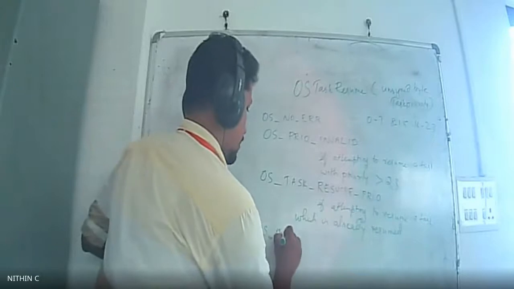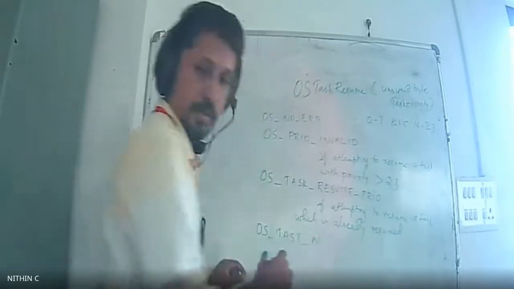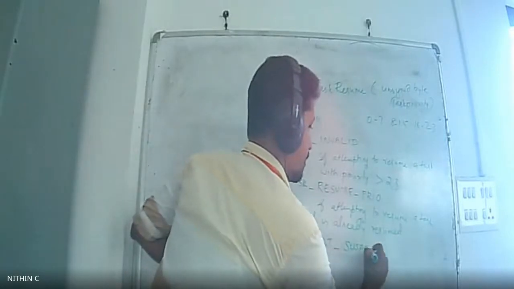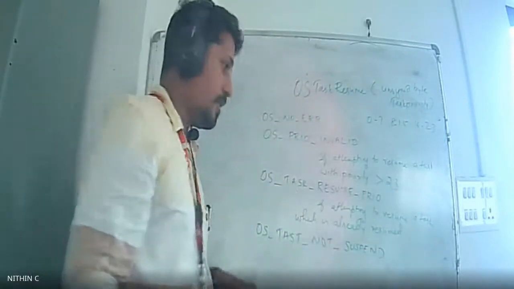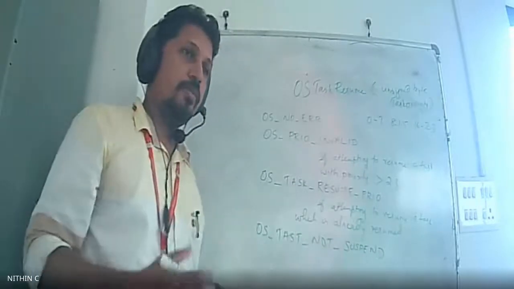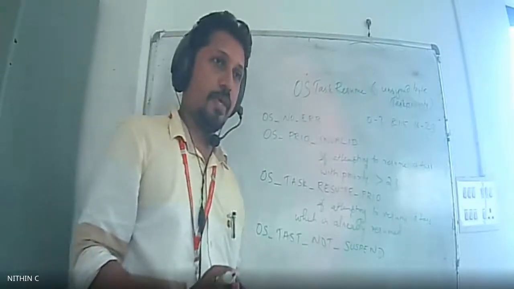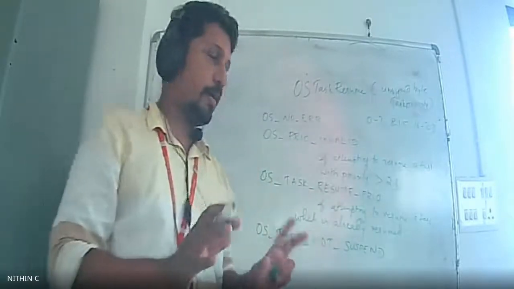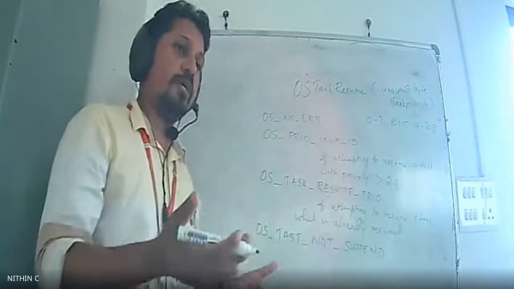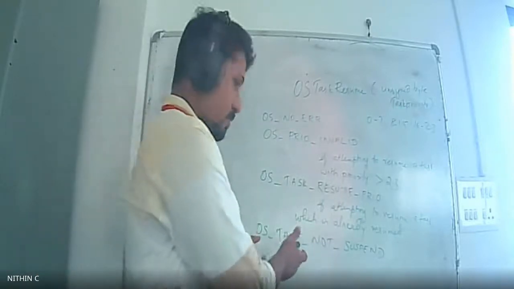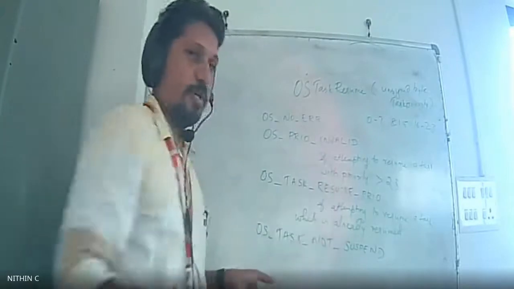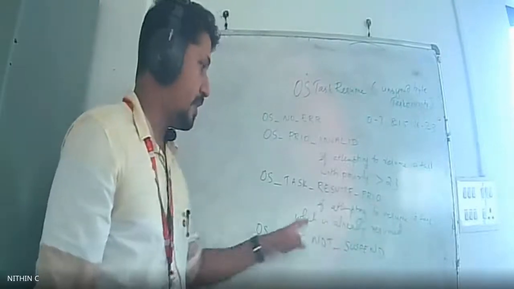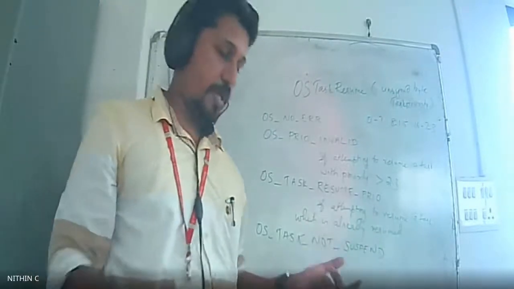Then OS task not suspend. This will be a message displayed if you try to resume a task that is not suspended. I have already mentioned that you will be resuming a task that is in a suspended state. If you are trying to resume a task that is not in a suspended state, you will get a message like this: OS task not suspend. Attempting to resume a task which is not in a suspended state.